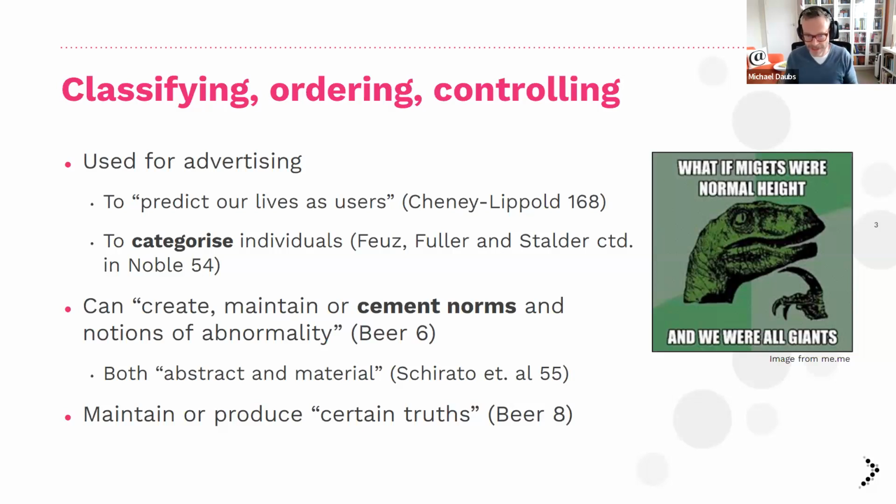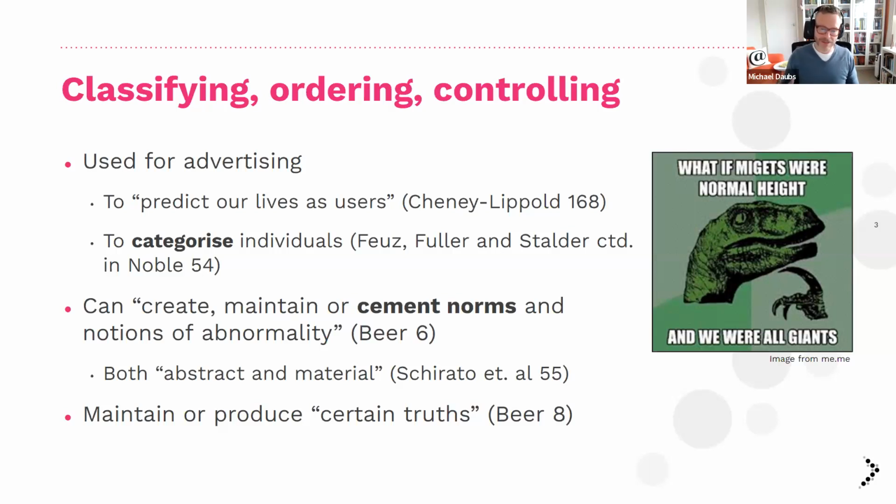One of the most recognizable examples of this is the use of data for online advertising. Cheney-Lippold discusses how platforms make use of user data to better understand how to more effectively target services, ads, and content. And he goes on to say that algorithmic regulation, quote, predicts our lives as users by tethering the potential for alternative futures to our previous actions as users, end quote. But Fuchs, Fuller, and Stadler note that personalization or aggregation of data is, quote, about actively matching people to groups, that is, categorizing individuals, end quote.